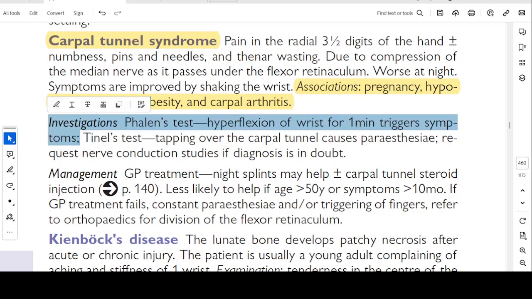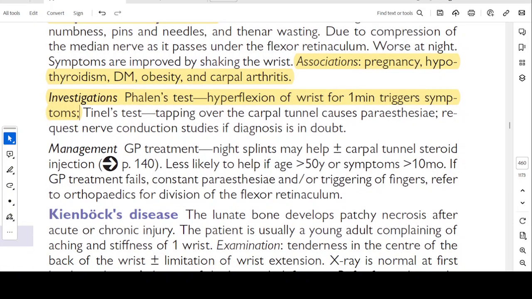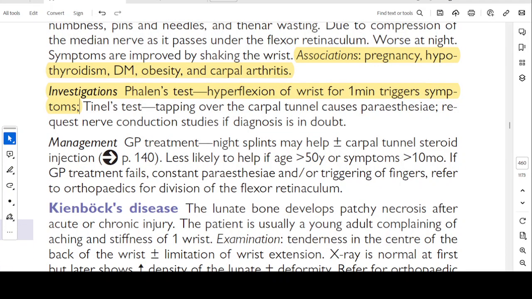Investigations. Phelan's test is hyperflexion of the wrist for 1 minute, which triggers symptoms. Tinel's test is tapping over the carpal tunnel, which causes paresthesia. Request nerve conduction studies if the diagnosis is in doubt.